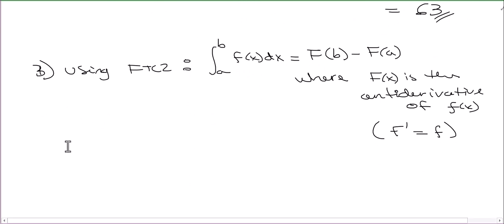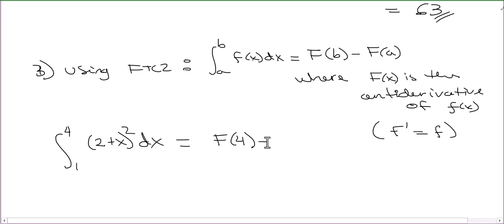All right, so then we want to know the integral from 1 to 4 of, what was our function, 2 plus x quantity squared dx. So what I just need to do is find the antiderivative of this and then plug into the antiderivative the top limit, so 4, minus the bottom limit, 1. So this is going to be F of 4 minus F of 1. I always think of it as top minus bottom.